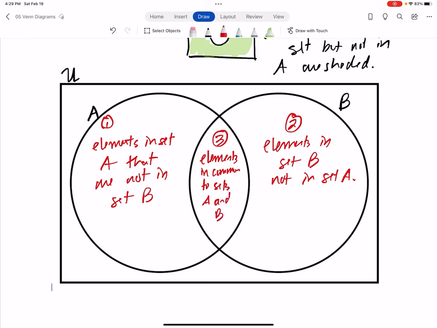And then the piece outside these two circles would be the elements in the universe that are not in set A or B. So when you think about this Venn diagram with two sets, you sort of have four different regions, and you think about those regions in different parts.